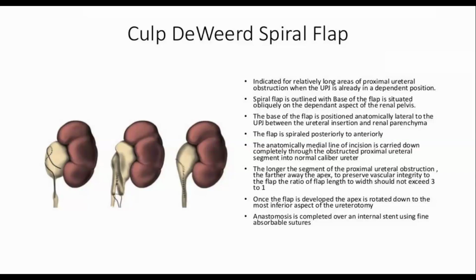Once the flap is developed, as you can see here, the apex of the flap is sutured to the inferior apex of the spatulated ureter. Then the similar anastomosis of anterior and posterior layers is done.